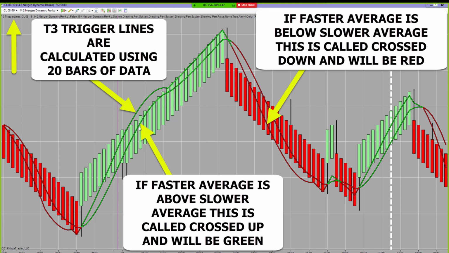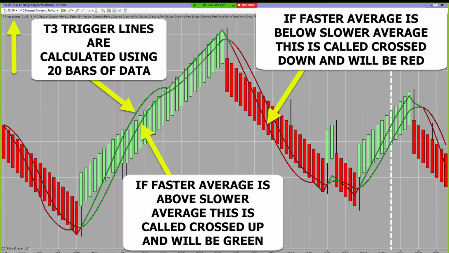Quite simply, what we've done is we've used a 20-period moving average. And we call this our small trigger lines. And there's a 20-period and a 5-period average of that. And when they're crossed up, they're green. When they're crossed down, they're red. Very, very simple. Okay.